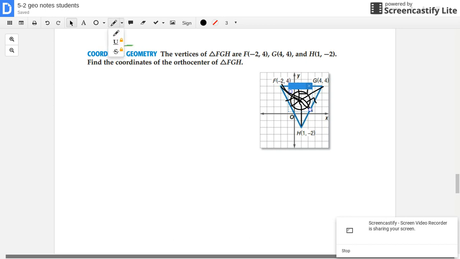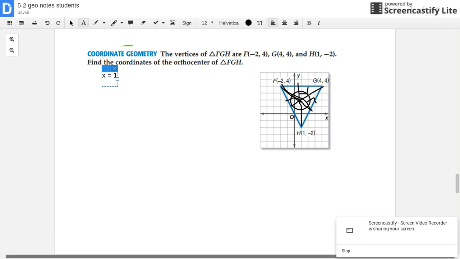But the gist of it is we have to find what the middle is. So you're looking at the lines. The line from H, which is (1, -2), goes straight up. Those lines, if you remember, are x values, and that would be the line x equals 1. That one's easy.